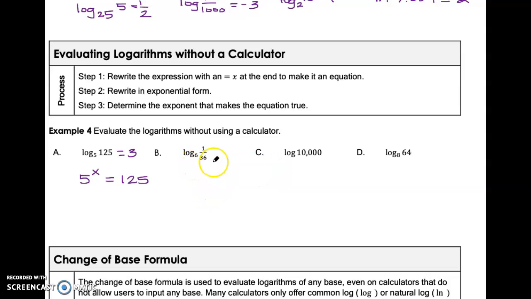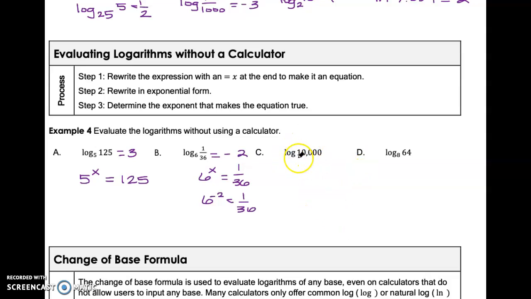In part B, we have to think about some negative exponents. Anytime that I see a 1 over something, I can start to make the assumption that I'm going to have to work with a negative exponent. So this is 6 to some power is going to equal 1 over 36. And so I know that 6 squared is 36, but in order for it to be the 1 over, I would need for it to be a negative. So this would be a -2.